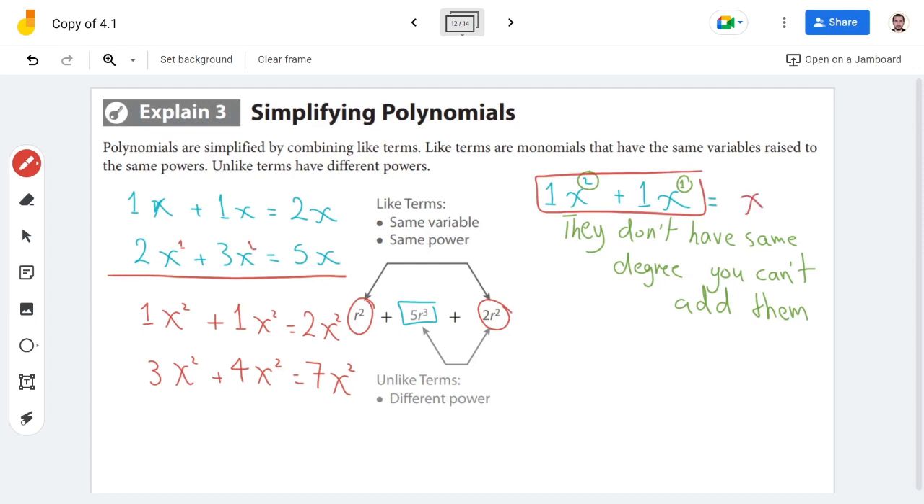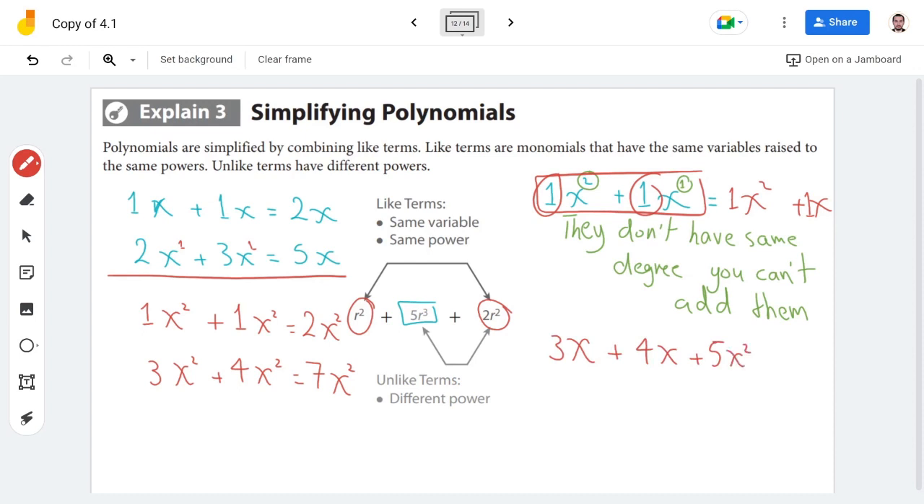So the final answer is x to the power of 2 plus x to the power of 1. You don't have to write the 1. If you write it or if you don't write it, it's the same thing. So you keep the answer the same. So now if I ask you this: 3x plus 4x plus 5x to the power of 2.